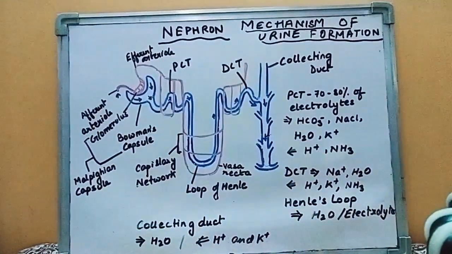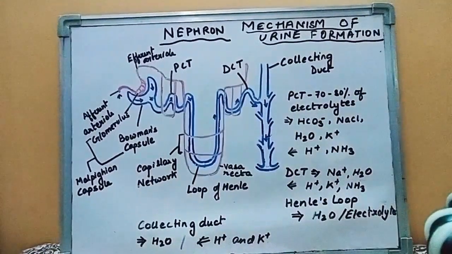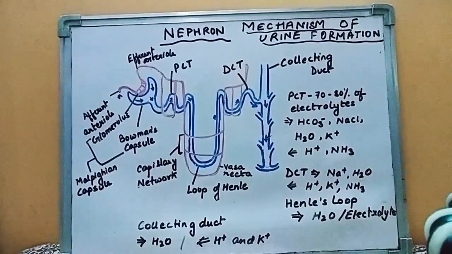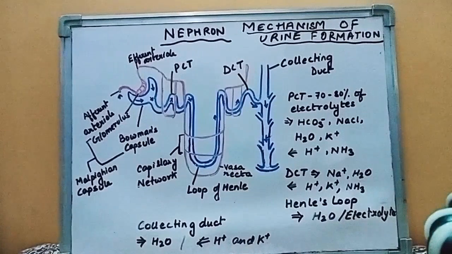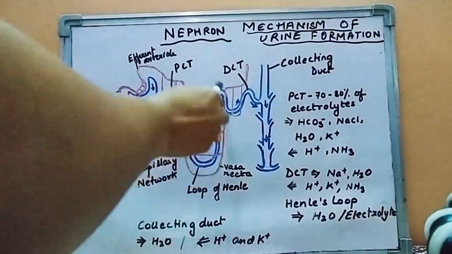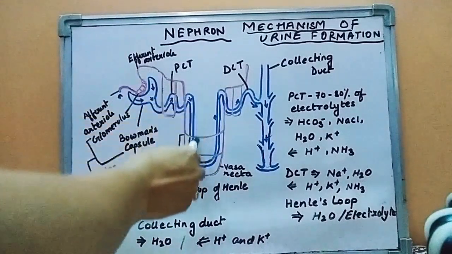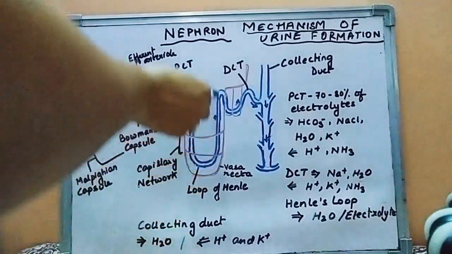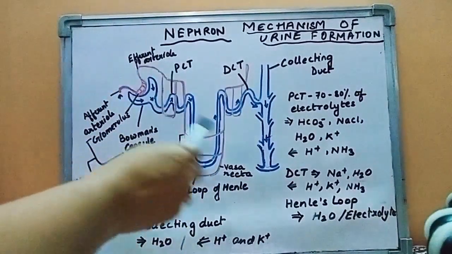Now you can say that ionic balance is also maintained, that is, the osmolarity of the formation of the urine is also maintained over here. Then we'll go to the loop of Henle. Now you can say this is the descending limb and this is the ascending limb. Now there are differences here.